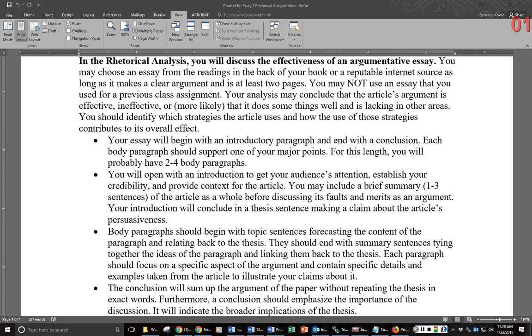You will be opening with an introduction, getting your audience's attention, showing that you are credible, and providing context for the article that you're going to be discussing. This is the appropriate place to summarize your article in probably 1 to 3 sentences so that the audience gets an idea of the whole argument at once before you start discussing its faults and merits. You don't want to spend any longer than that on summary because your point is to discuss how the argument is being made, not what is being said specifically. Your thesis will focus on the argument's persuasiveness.